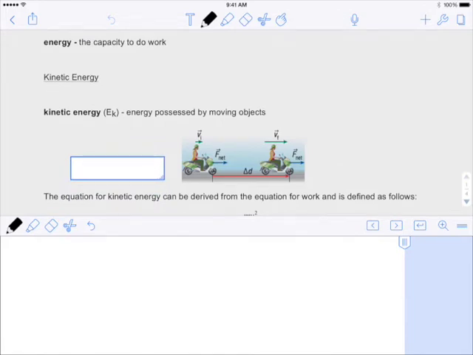So I want you to think of objects that are moving and the type of energy that they possess.